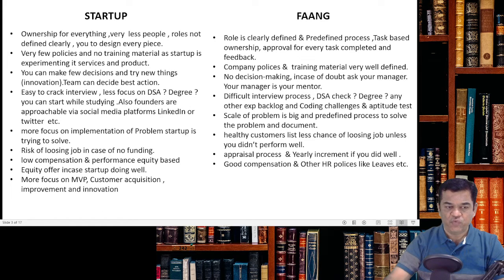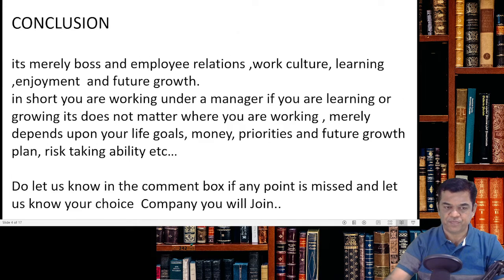In startup, more focus is given on MVP. MVP stands for minimum viable product. The startup is trying to build the product, so they are trying to acquire customers, doing improvements and innovations. Whereas in FAANG, you have strict focus on integrity, compliance and other company policies such as NDA, non-disclosure agreement. You have to follow all those processes. You cannot skip any of those processes.